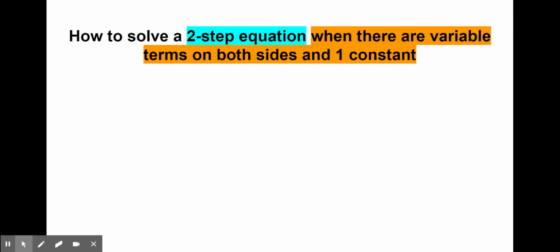Let's take a look at how to solve another two-step equation, this time when there are variable terms on both sides and there's only one constant. So here's our example. We have negative 14a equals negative 25 minus 19a.